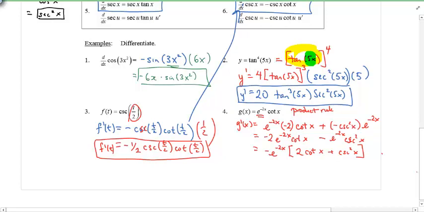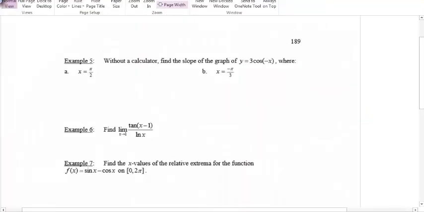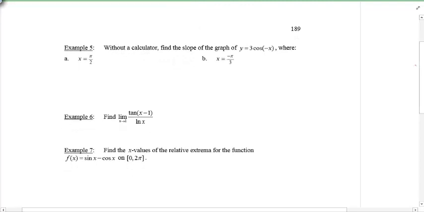Okay? Alright. Turn the page. Because I've got a few more examples to try today. Hey, can you do this? Without a calculator, find the slope of the graph of y equals 3 cos negative x, where x is these two values. Finding the slope, of course, means finding the derivative, so let's calculate the derivative first.